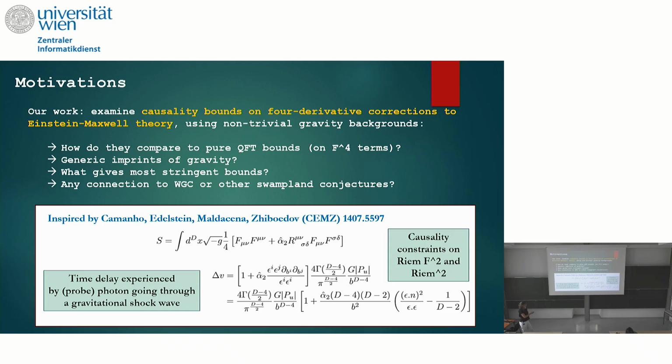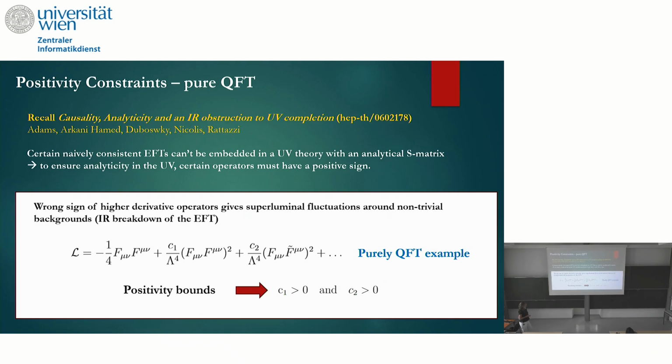So I'll come back to this paper later, but for now, let me remind you of a different paper that was also foundational. This was 2006, Alan Adams and collaborators. They were looking at purely field theoretic models and studying both causality and also analyticity of scattering amplitudes. In particular, they looked at, as one example among many, these four derivative corrections to Maxwell theory. And they made the point that if you want the theory to be causal, these coefficients are constrained to be positive. Okay, so this is pure field theory.